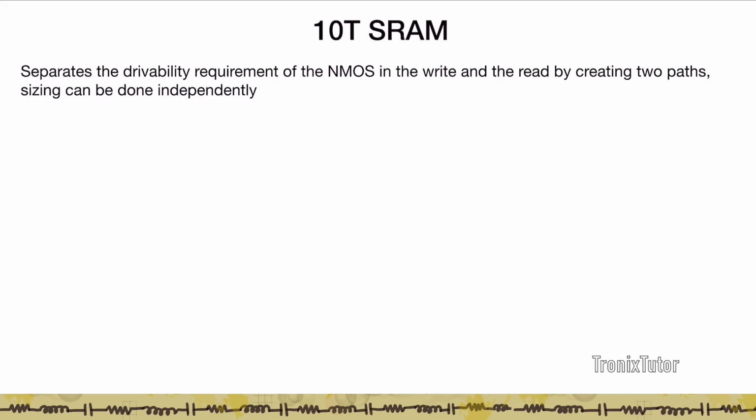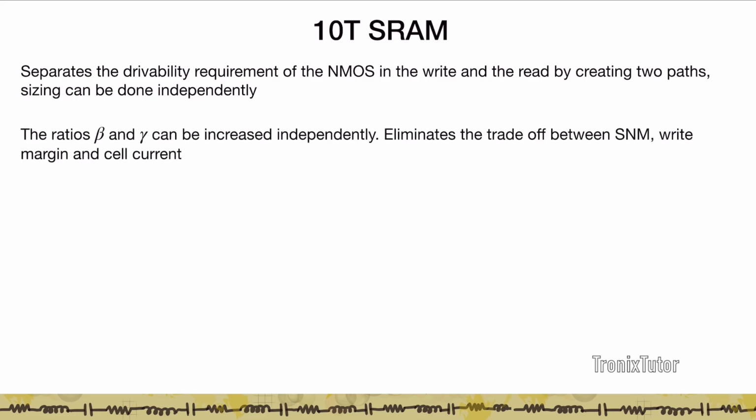So what we have done is, we have separated the drivability requirement of the NMOS for the read and write by creating 2 different paths, and hence we can size them independently. And so that means that we can size up both beta and gamma higher, and that essentially eliminates the trade-off we have with the SRAM noise margin, write margin, and the cell current.